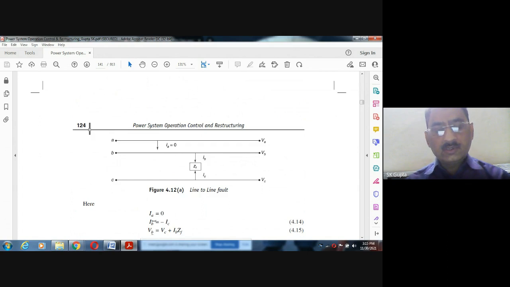Okay, is this clear or not? This is a line to line fault. Is this point clear or not? कुछ इसमें पूछना तो नहीं है बीरेश? इसमें कुछ पूछना तो नहीं है? Okay, sir.